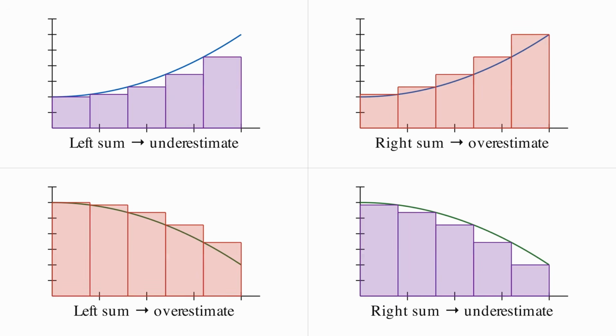So if you are increasing, then a left sum will underestimate. If you are decreasing, then a left sum will overestimate. If you are increasing, a right sum will overestimate. And if you are decreasing, a right sum will underestimate. And I think I said all of those correctly.